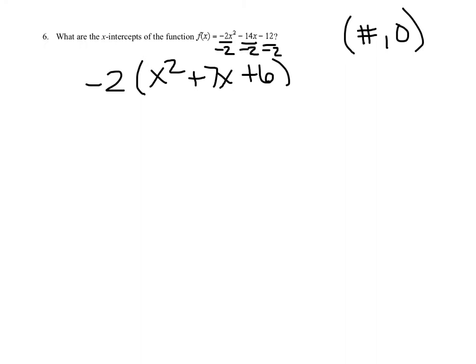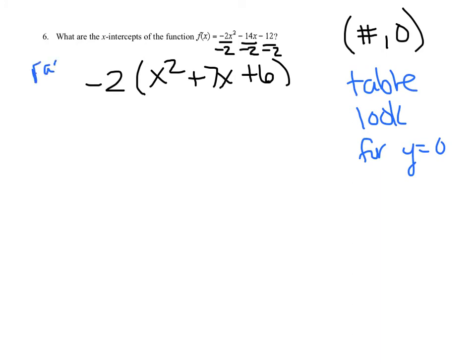So one way of doing it is you could just go to your table, enter that function in, and then look for y to equal 0. And there most likely will be 2 of them because it's squared. There could just be 1, but for the most part, there'll probably be 2. Or you can write it in factored form, which is what I'm doing over here. So this is the factored form way.